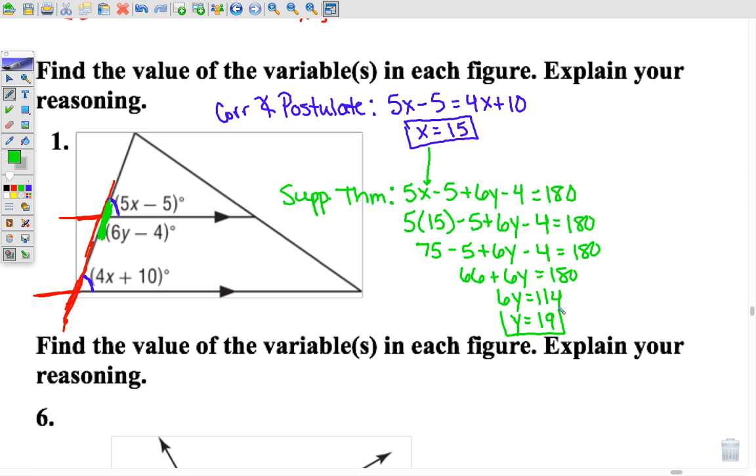Double check to make sure that that's all that they want. And it says here just find the value of the variables in each figure. Well, we found x, we found y. Those are the only variables in the figure, so we are done with that problem. Just be sure that you do explain what postulate or theorem that you choose to use to find your variables.